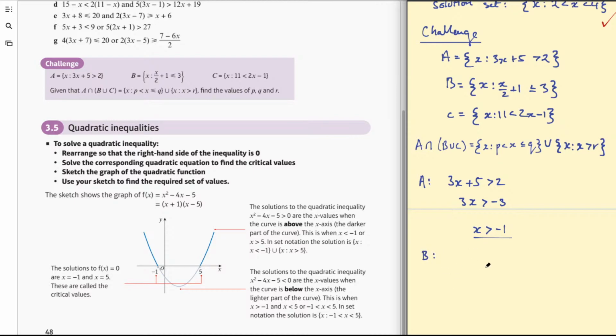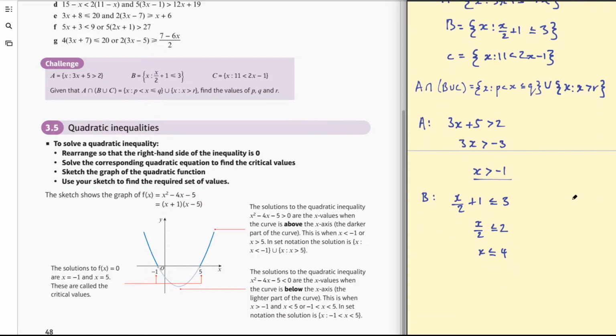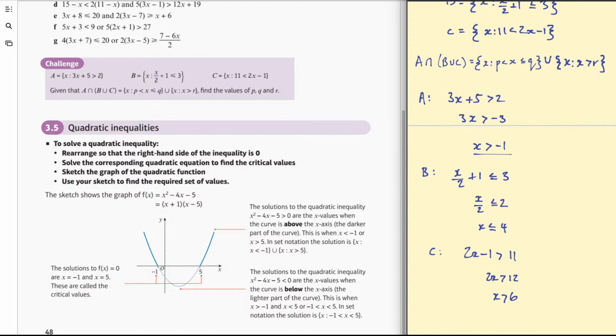For B, x on 2 plus 1 is less than 3. So x on 2 is less than or equal to 2. Therefore, x is less than or equal to 4. And for C, we have 2x take 1 greater than 11. 2x greater than 12, so x is greater than 6. Now what?